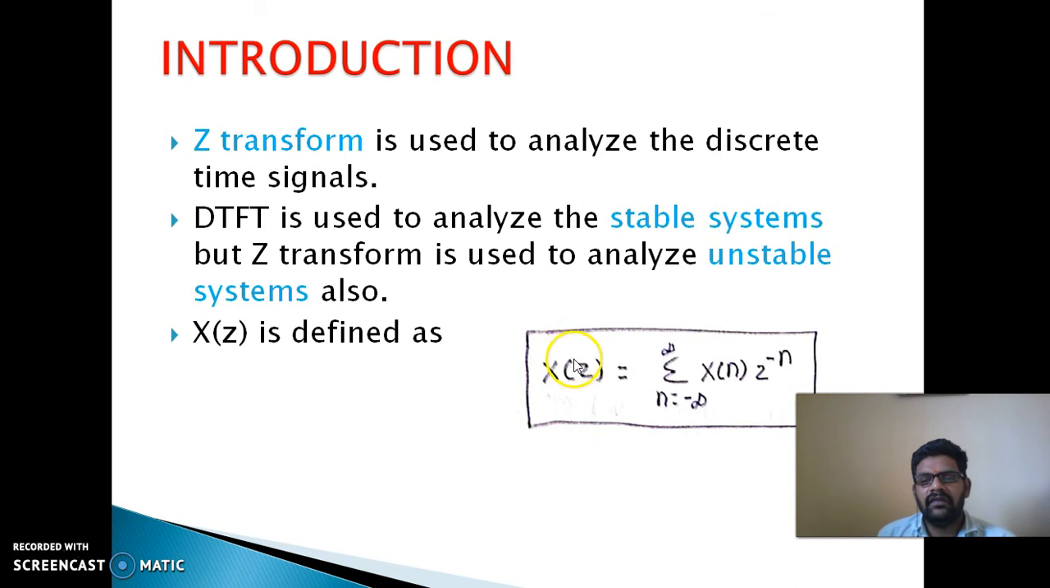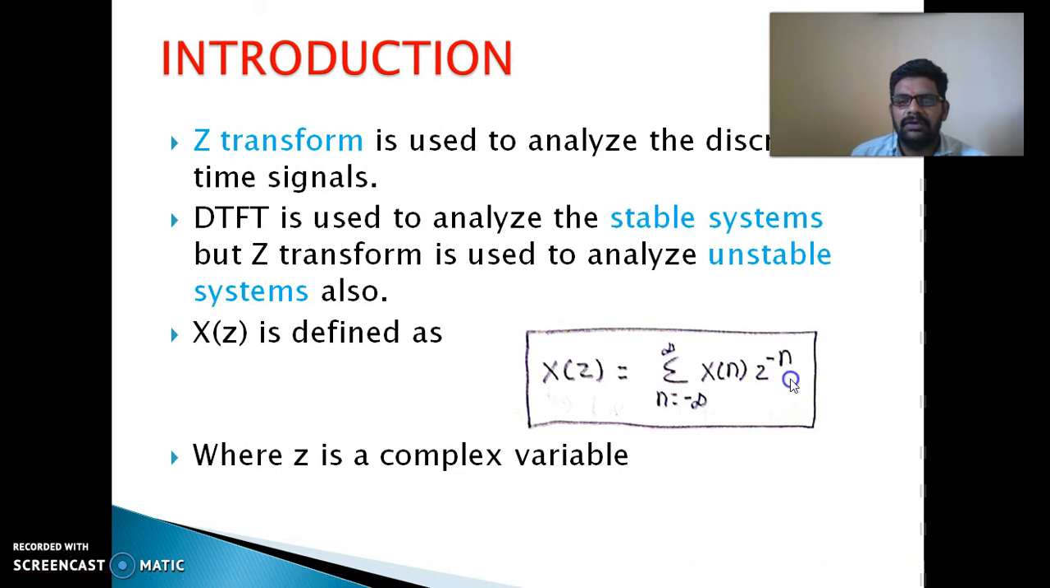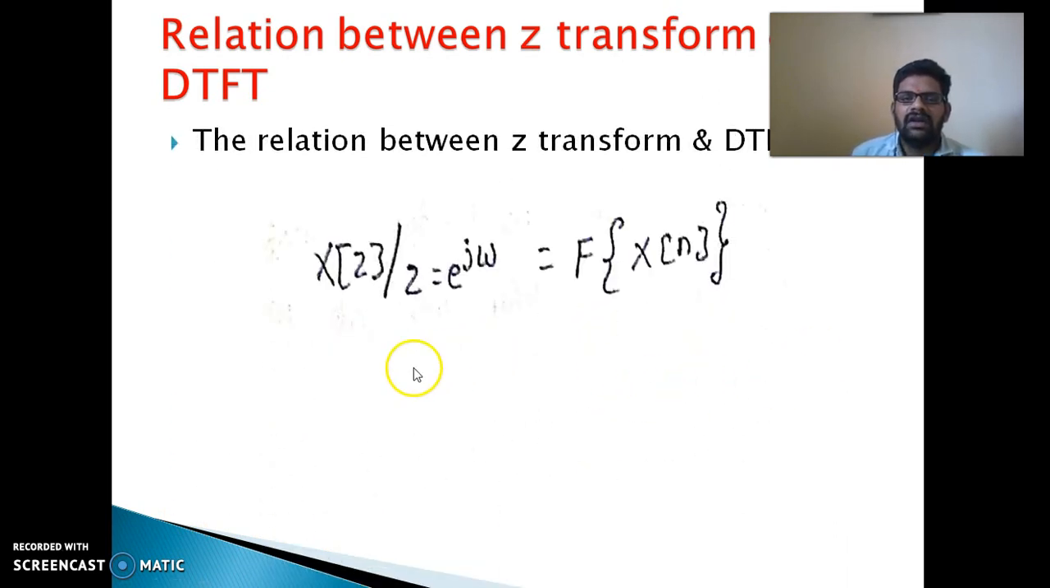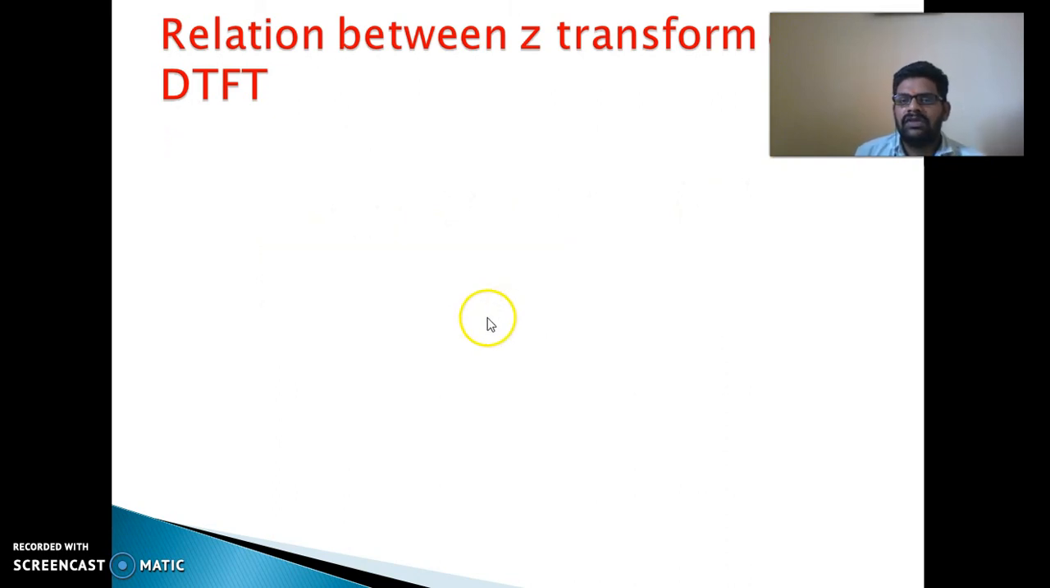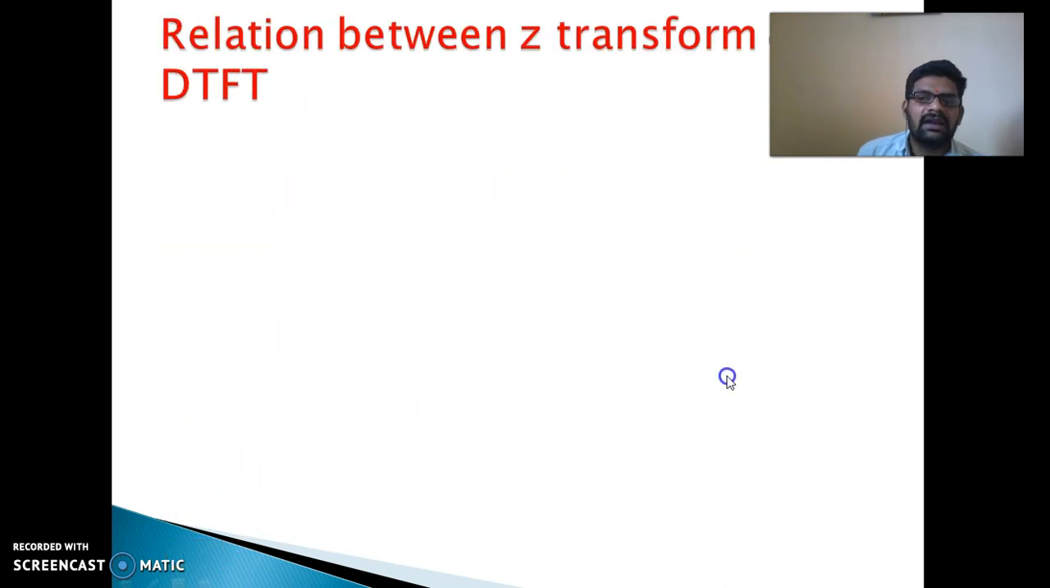So this is defined as X of z is equal to the sum from n equal to minus infinity to plus infinity of x of n z power minus n. That is the definition, where z is a complex variable and its value is z is equal to r e power j omega. So from this notation, we can directly get a relation between the DTFT and Z transform. The Z transform can be obtained from the DTFT by substituting z is equal to e power j omega. If you substitute z is equal to e power j omega in the formula, you will get the same DTFT function. So DTFT and Z transforms are interrelated to each other.